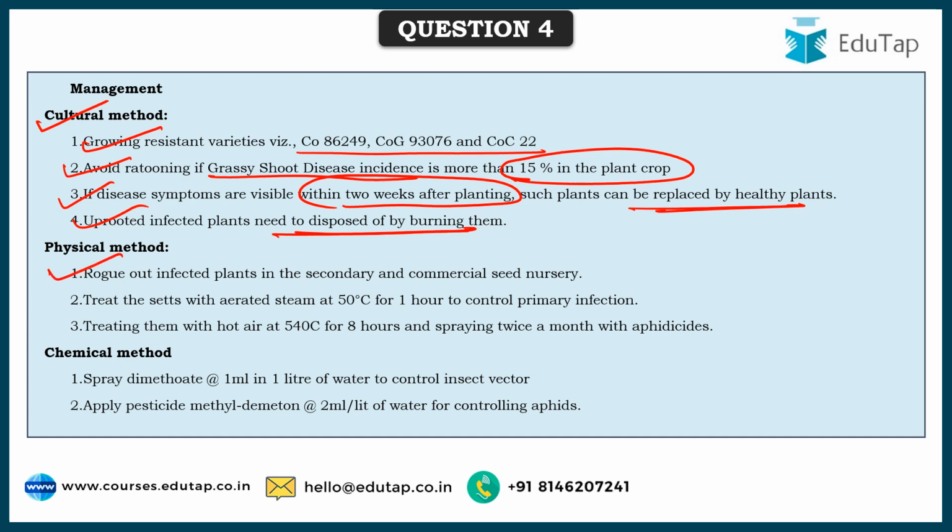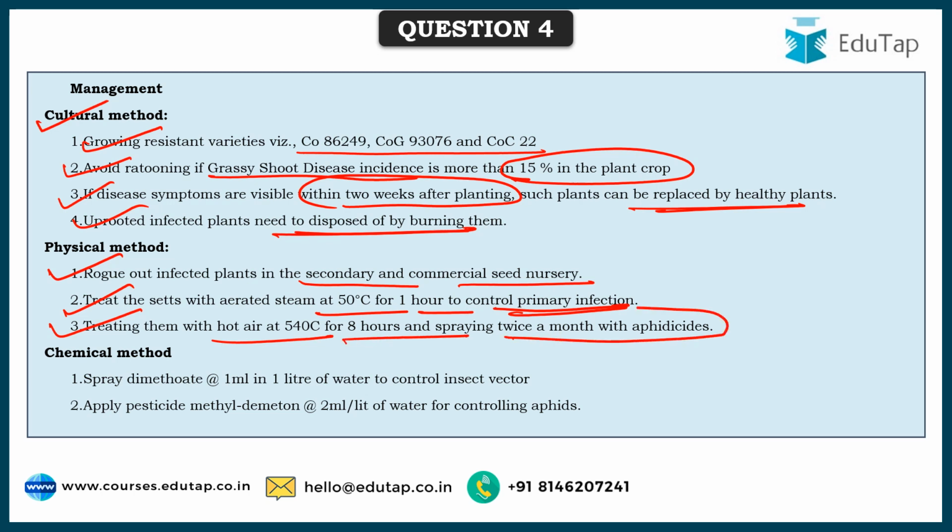Physical method, rogue out infected plants in the secondary and commercial seed nursery. Treat the sets with aerated steam at 50 degrees centigrade for 1 hour to control primary infection. Treating them with hot air at 54 degrees centigrade for 8 hours and spraying twice a month with aphidicides, because we have seen that secondary infection can be caused by aphids, so that needs to be taken care of.